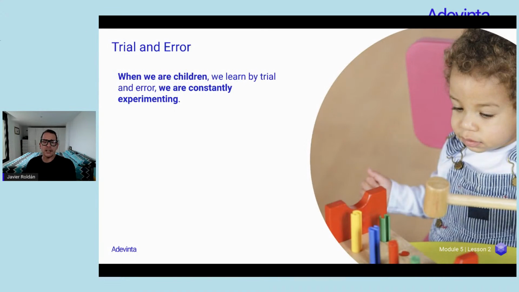Before getting into the scientific method, I would like to reflect on the learning process that we all have as children. The way we learn when we are children has many similarities to experimentation in software development. When we are children, we learn by trial and error. We are constantly experimenting. So, error is an indivisible part of learning. And in the same way that children must be encouraged to continue trying when they make mistakes, we must see the process of experimentation in product development in the same way.